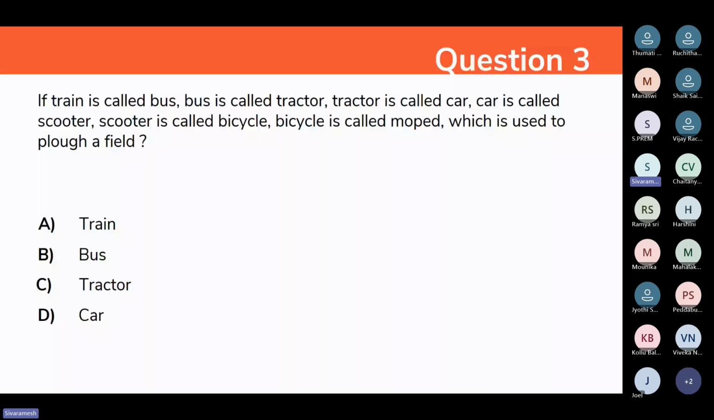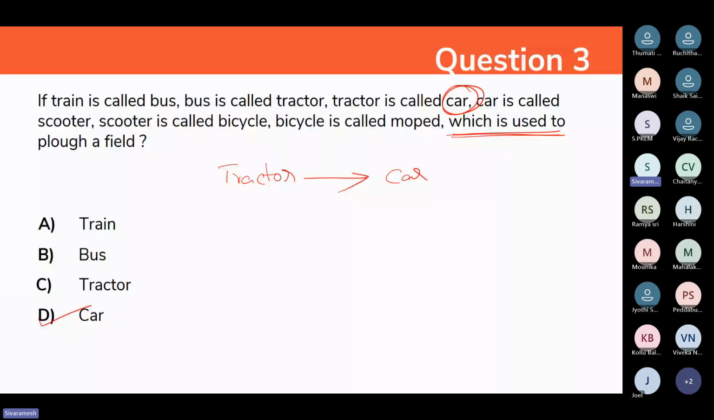Okay, nice. Now if you observe, it's like a chain connection. If train is called bus, bus is called tractor, tractor is called car, car is called scooter, everything is connecting with all the words. But you should understand the final statement, which is used to plough a field. Basically, it means tractor is used to plough a field. But in the question, tractor is called car. So my answer will be car.